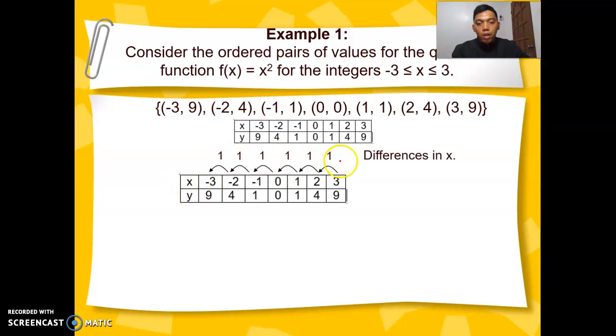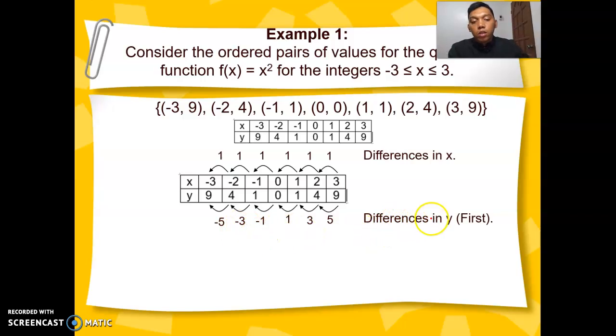Now if we take the differences in the y values, 4 minus 9, that's negative 5. 1 minus 4, that's negative 3. 0 minus 1 is negative 1. 1 minus 0, that's 1. 4 minus 1, that's 3. 9 minus 4 is 5. Let's call these the first differences in y.